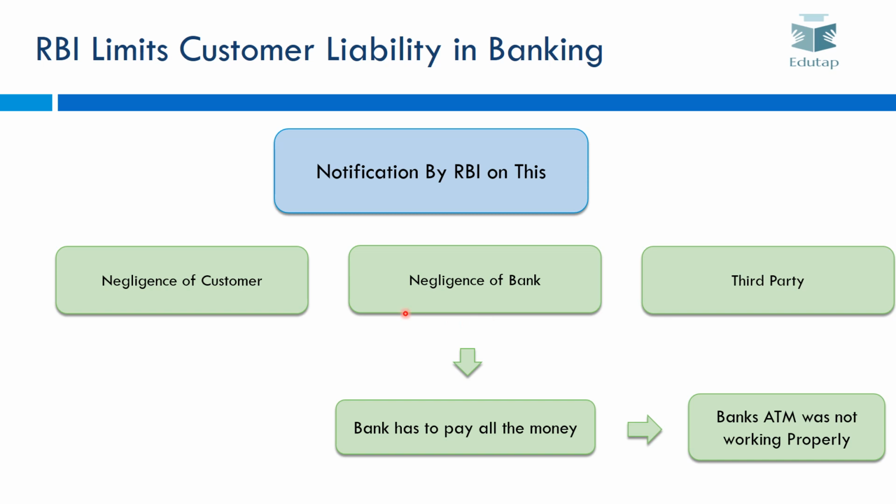Now let's discuss the second case, where theft has occurred due to the negligence of the bank. In this case, the bank has to pay all the money back to the customer irrespective of the time after which the customer reports the theft. So suppose the theft occurs on 1st of January but the customer reports it on 30th of March, then the bank has to return all the money back to the customer, even though the customer has reported the theft after 3 months.